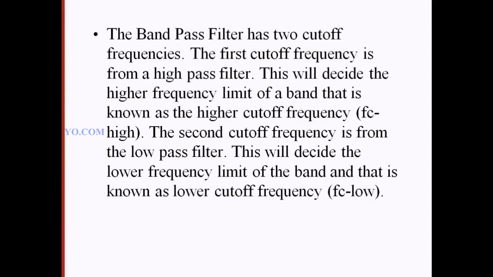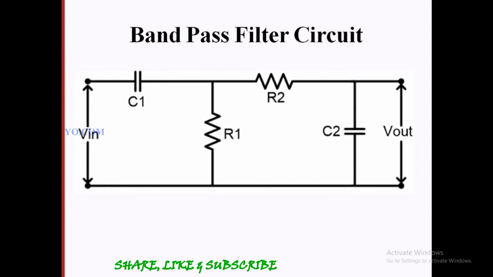The band pass filter has two cutoff frequencies. The first cutoff frequency is from the high pass filter. This will decide the low frequency limit of the band, which is known as the lower cutoff frequency. The second cutoff frequency is from the low pass filter. This will decide the high frequency limit of the band, and that is known as the higher cutoff frequency FCH. The lower cutoff frequency is represented by FC low. See, this is a simple band pass filter circuit.